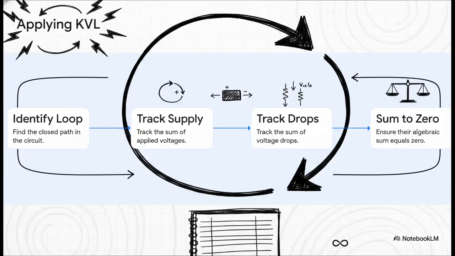Applying KVL is truly just a logical tracking exercise. First up, you identify the closed path in the circuit. Then, as you mentally walk around that loop, you simply track the energy given, the applied voltages, and weigh it against the energy taken or stored, the voltage drops. Finally, you just ensure their algebraic sum equals 0. It's like an accountant's ledger for nature, just making sure every drop of energy is accounted for in a circle.